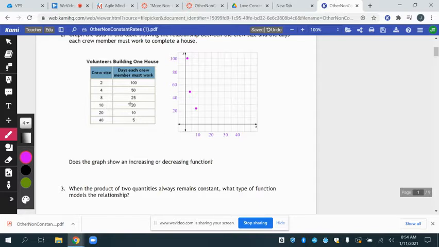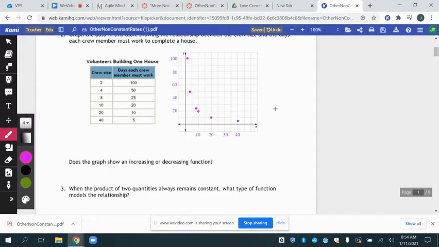Okay. 10 people takes 20 days. Well, that's easy. 20 people takes 10 days. And 40 people takes 5 days. Notice, this does not make a straight line. It doesn't make a straight line like this. Instead, it makes this curve.